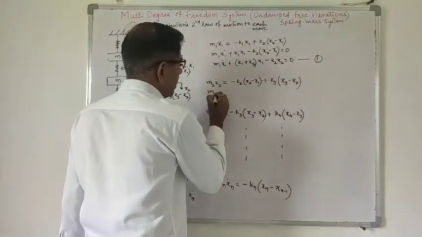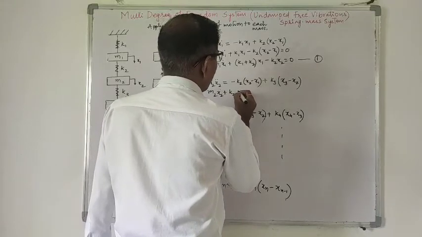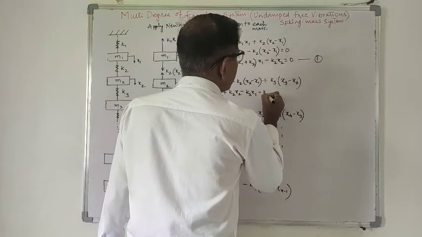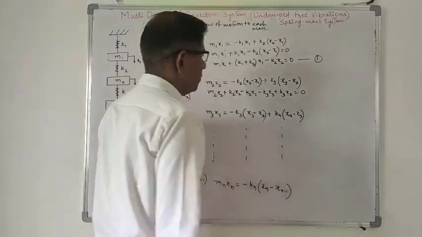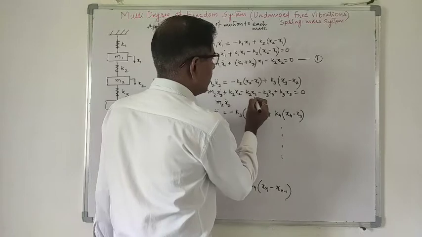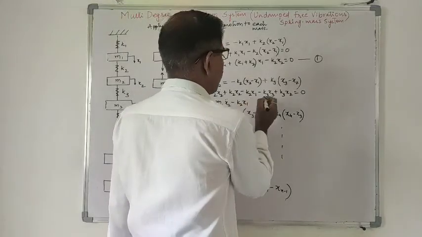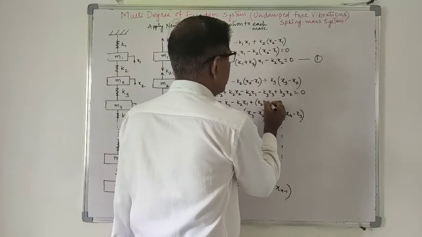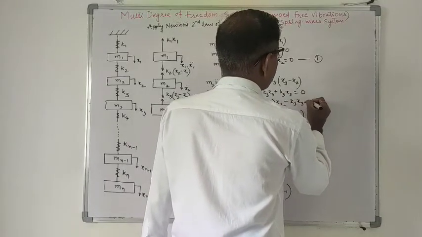Then this is m2 x2 double dot plus k2 x2 minus k2 x1 minus k3 (x3 minus x2) equal to 0. And if you take m2 x2 double dot minus k2 x1, the x2 terms, there are two x2 terms, so plus (k2 plus k3) x2 minus k3 x3 equal to 0. This is equation number 2.